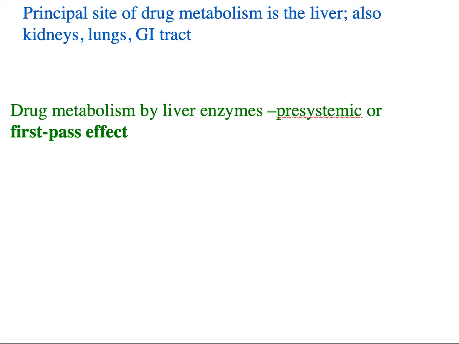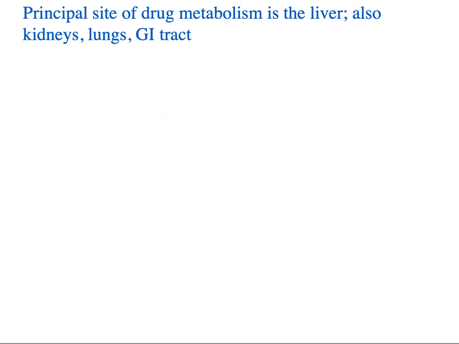And so this is called first pass effect, because this can be a problem, because if you take a drug and the drug's highly metabolized by the liver, it could get metabolized such that it's excreted before it has a chance to hit the rest of your body. And so we'll go over this in this supplementary slide here.